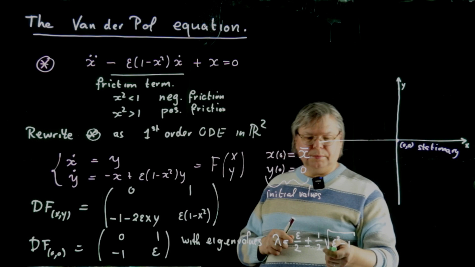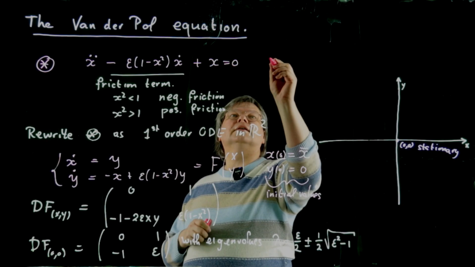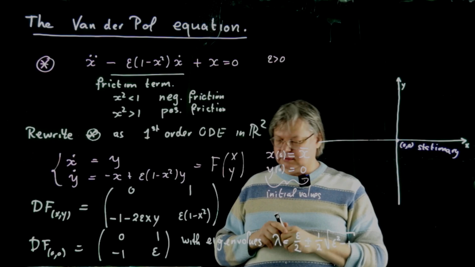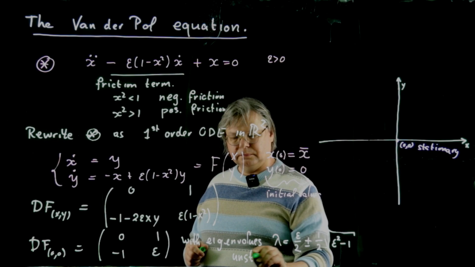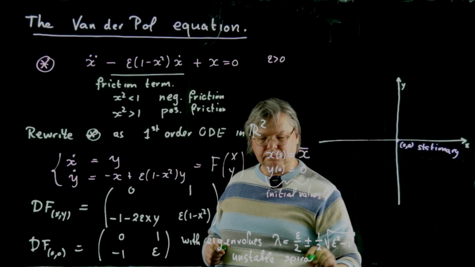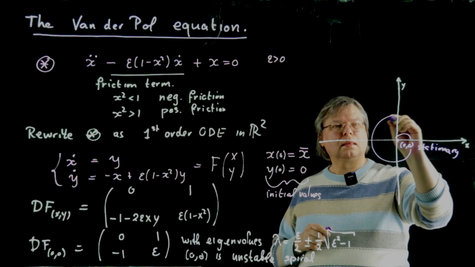Now, if epsilon is not too big, this is negative, so we get complex eigenvalues, but the real part, for positive epsilon, is also positive. That is, it is unstable. So, an unstable spiral. Okay, so let's draw that in. That's basically the behavior near zero.